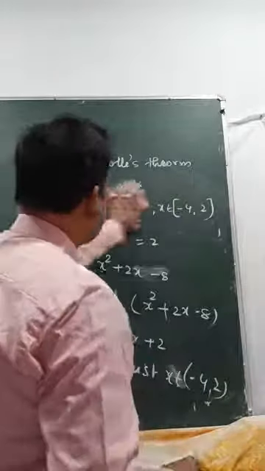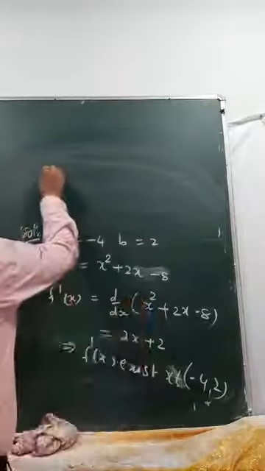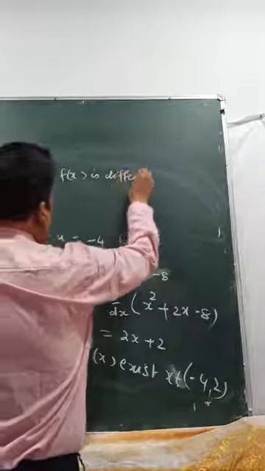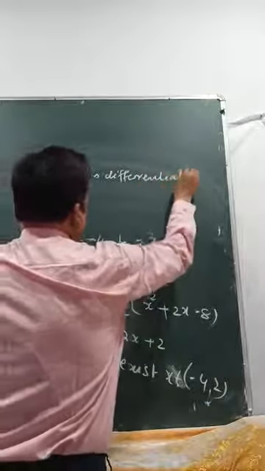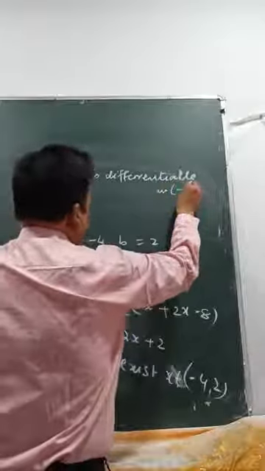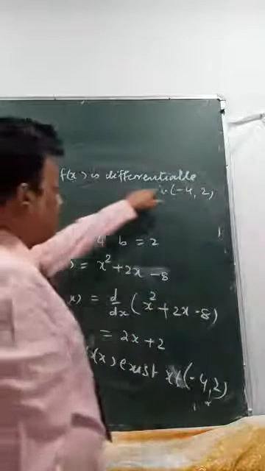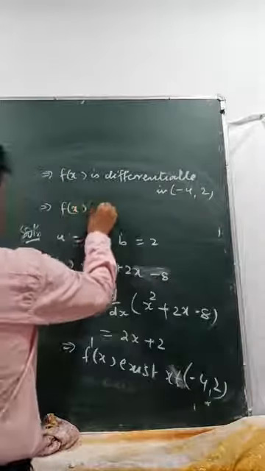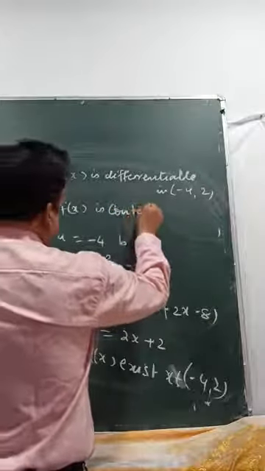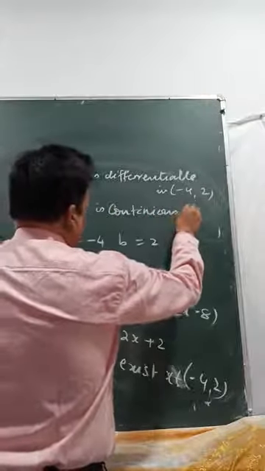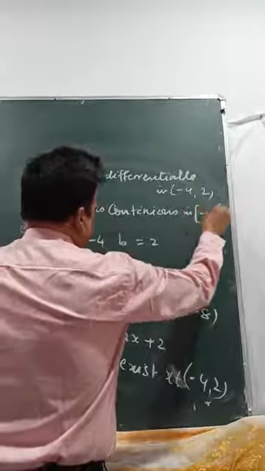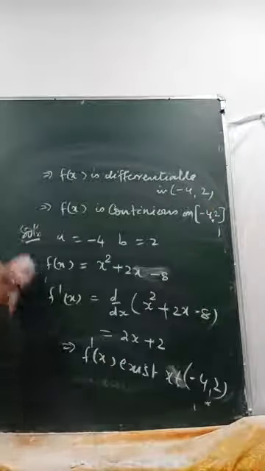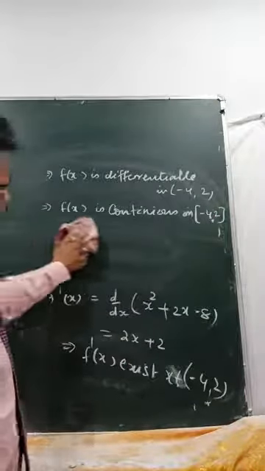So this implies f(x) is differentiable in open interval minus 4 to 2. So if it is differentiable, then you can write f(x) is continuous on closed interval minus 4 to 2. Okay, first 2 points are proved.